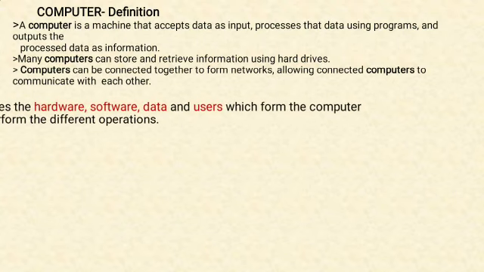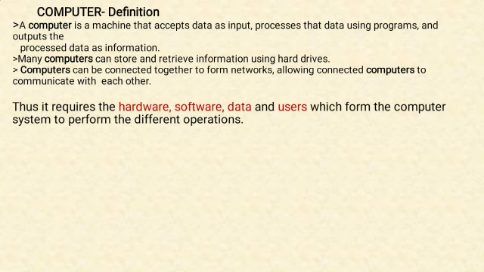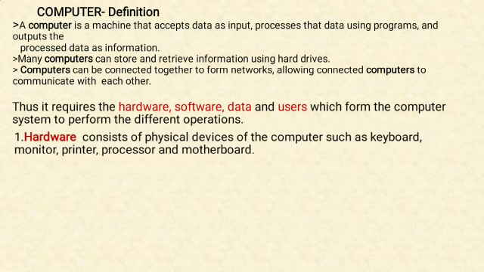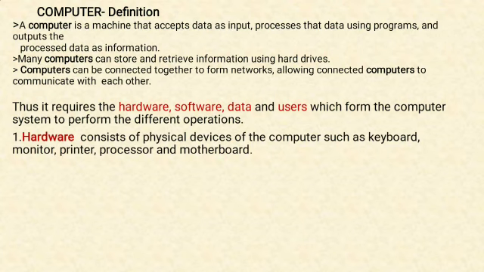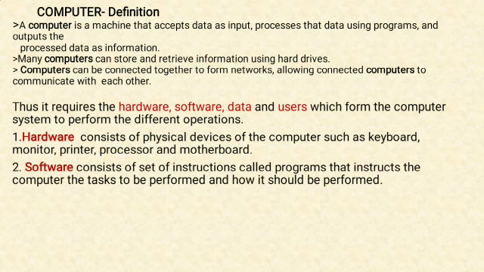And the next one, whenever you think about computer system, these are the 4 different things which should come to your mind and which form the computer system to perform the different operations. The first one is hardware. Hardware consists of the physical devices of the computer. What do you mean by physical devices? The things which you can touch and feel are called physical devices, such as keyboard, monitor, printer, processor, and motherboard.